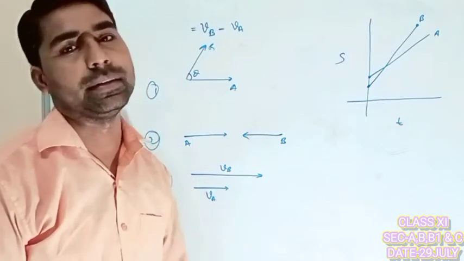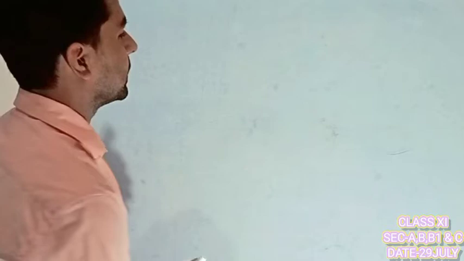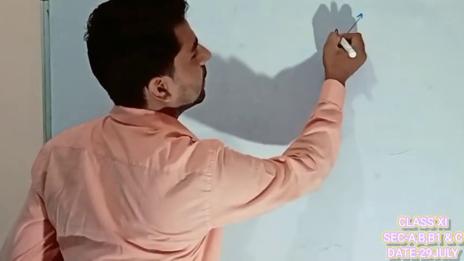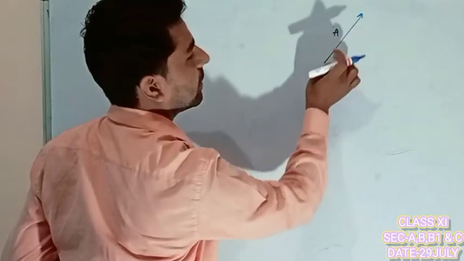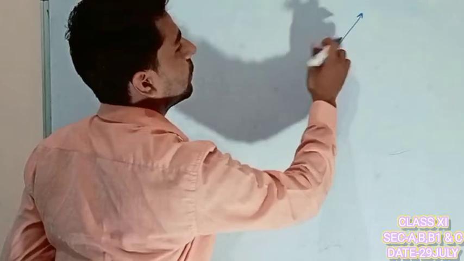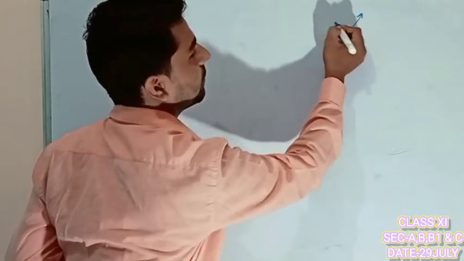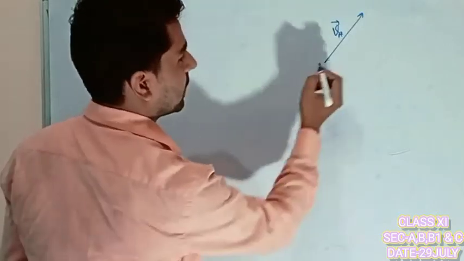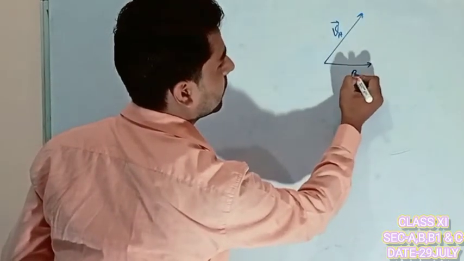Everything I say, let's do practically. For that, let us consider any vector A. Not A vector, I'm taking the velocity vector, so changing to VA, the velocity vector, and another velocity vector, vector VB.